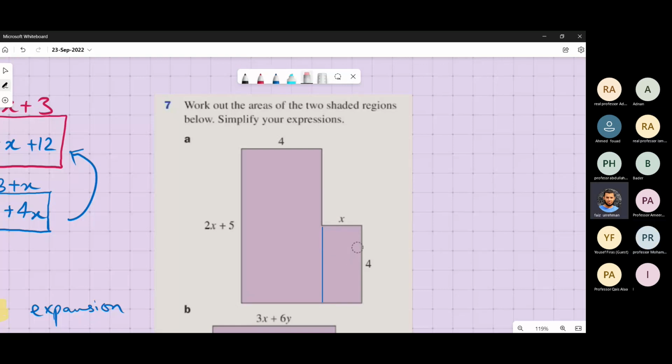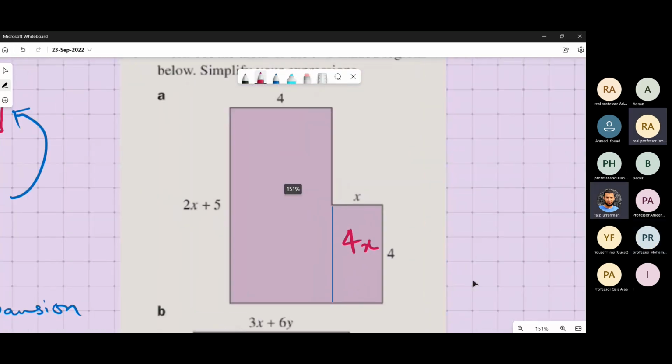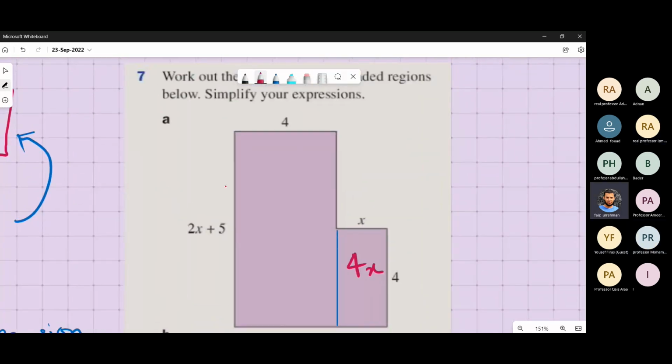So the area here will be 4x, because it is 4 multiplied by x. And what about here? This is the big one, 2x plus 5, multiplied by 4. Open the brackets. What will you get? Outside the bracket 4, and inside the bracket 2x. Tell me the final answer. It will be 8x plus 20.